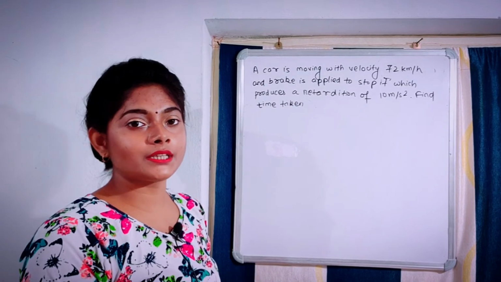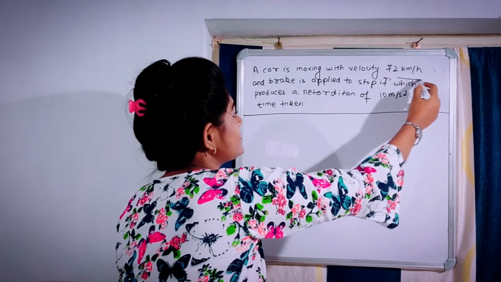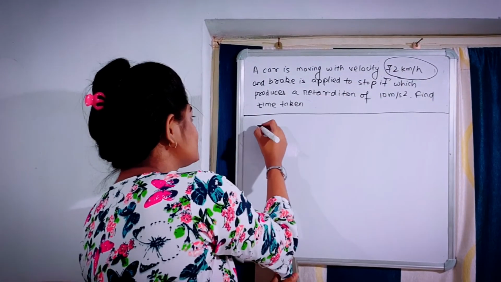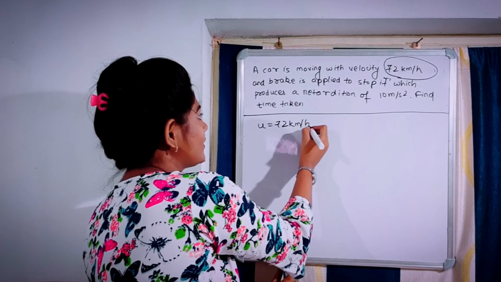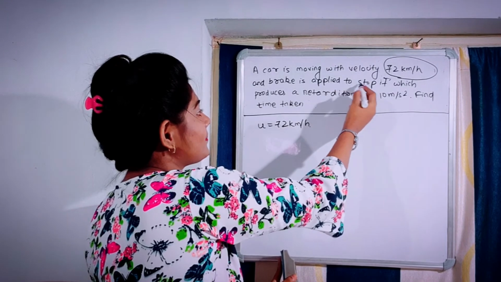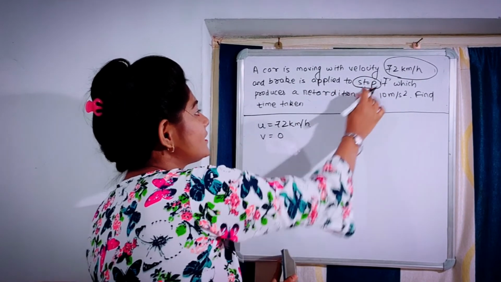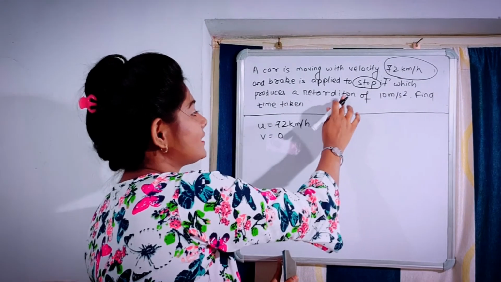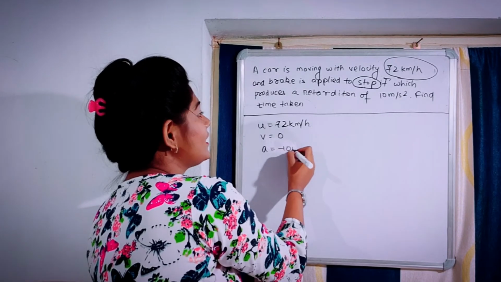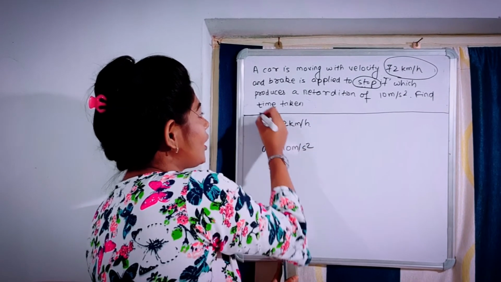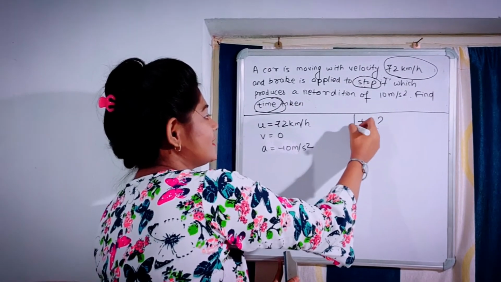Now let's see what is given in the question and what we have to find out. In the question it is given first the initial velocity, so u is equal to 72 kilometer per hour. Then it is given brake is applied to stop it. Stop means v is equal to 0. Then it is given retardation, that means negative acceleration, so a is equal to minus 10 meter per second square. Now we have to find the time. So time is asked here.